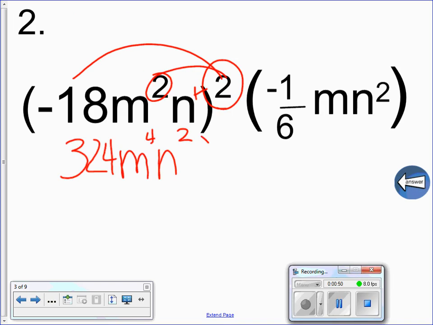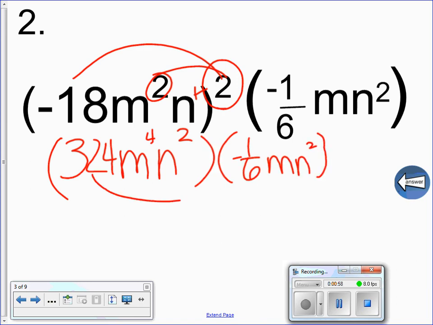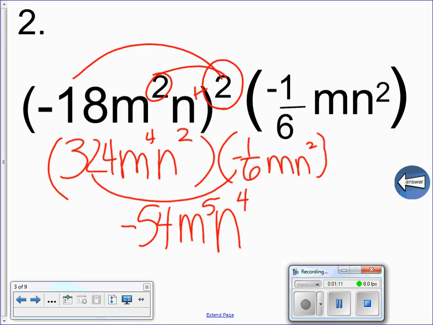And now we'll multiply that times our negative 1/6 m n squared. We'll multiply these two, and that's negative 54. We'll multiply the m's, that would be m to the fifth, and we'll multiply the n's, n to the fourth. When you multiply, you add the exponents.